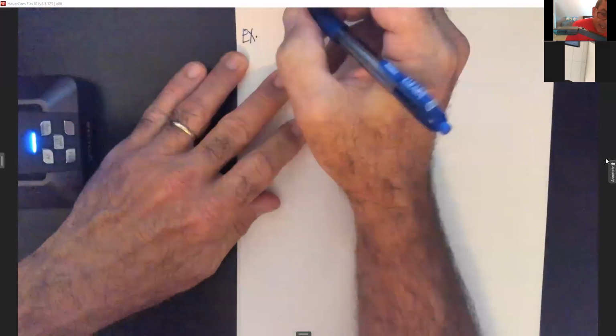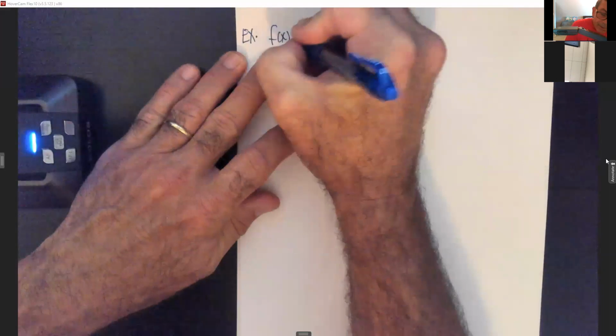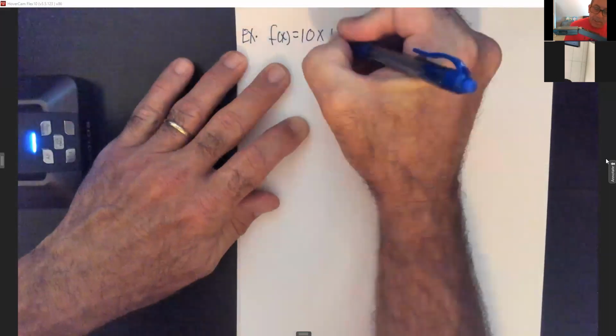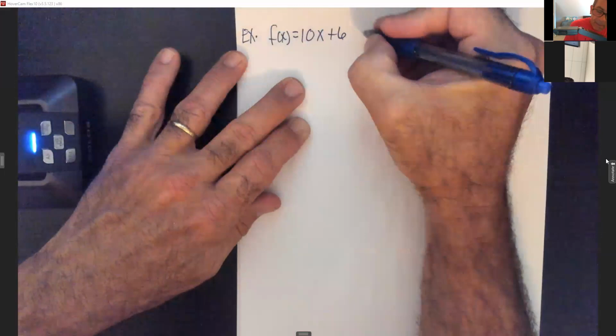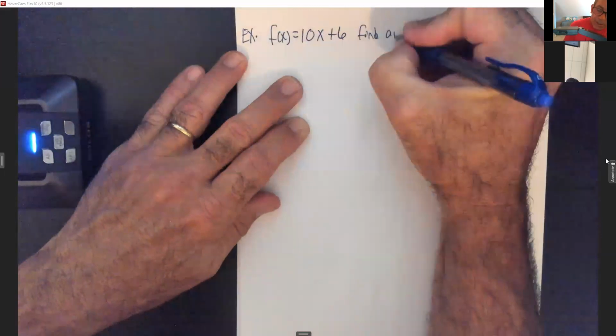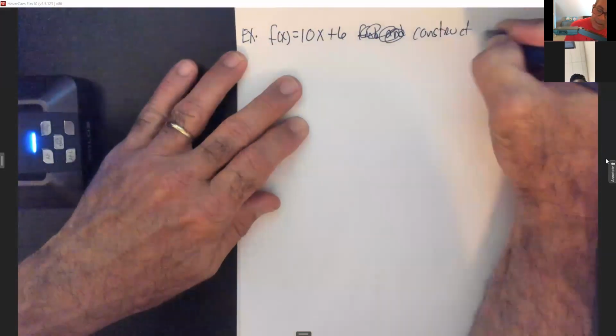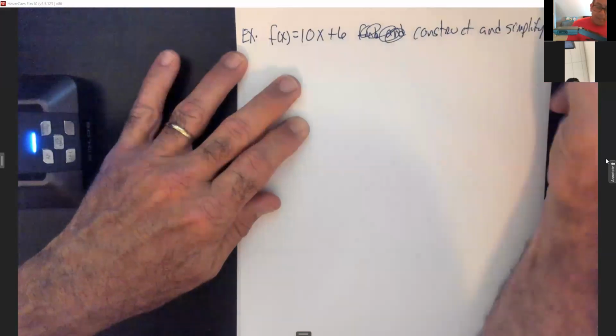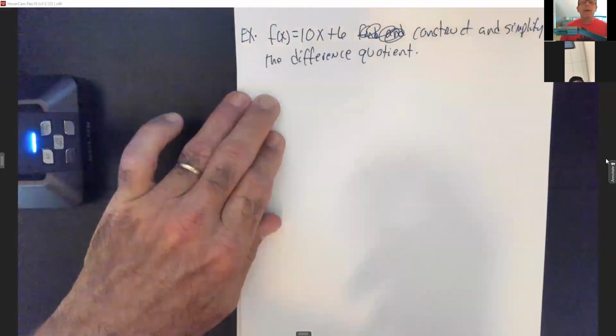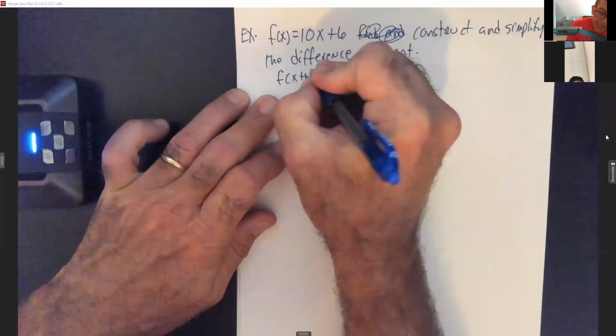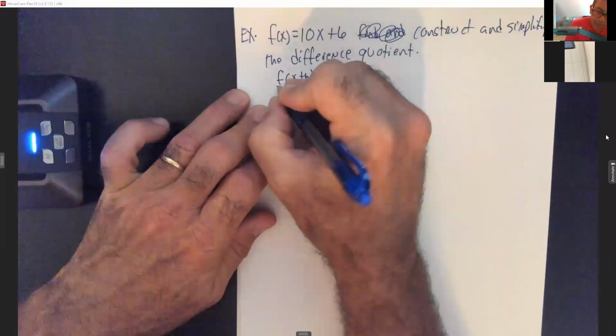This time we're given f of x equals 10x plus 6. So we're going to construct and simplify the difference quotient. All right, so once again, we know it's going to be f of x plus h minus f of x all over h.